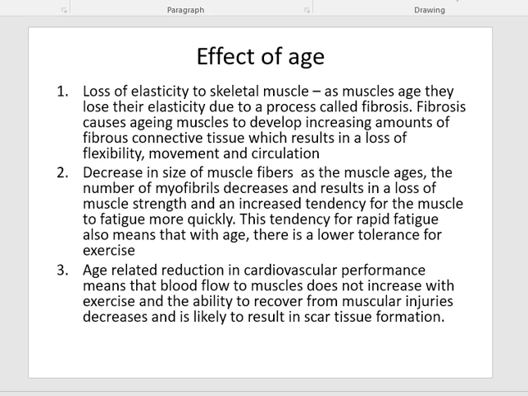Decrease in size of muscle fibers as the muscle ages. The number of myofibrils decreases and results in a loss of muscle strength and an increased tendency for the muscle to fatigue more quickly. This tendency for rapid fatigue also means that with age there is lower tolerance for exercise.